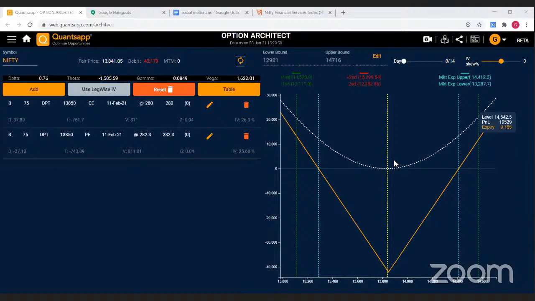So I can see and analyze my payoff for any option strategy that I'm making. This is why making any strategy and analyzing it in Option Architect is very important, because it gives an idea of my payoff for the particular day and my payoff at expiry.